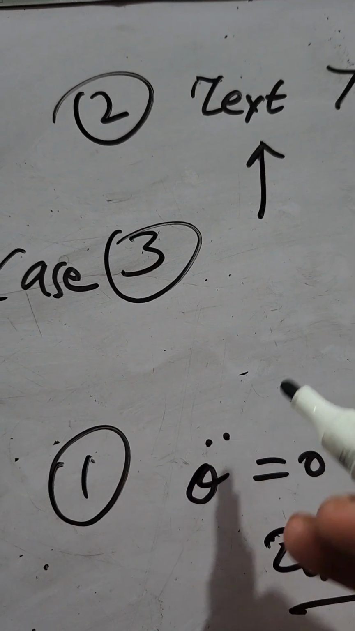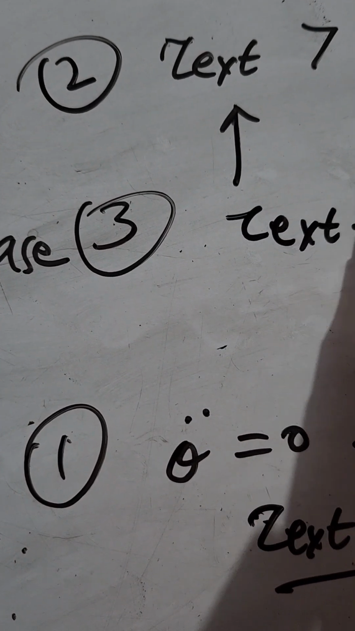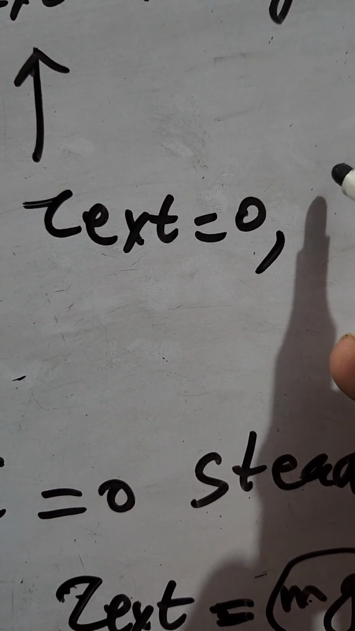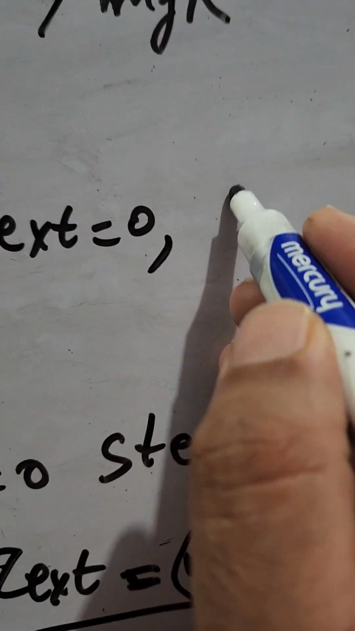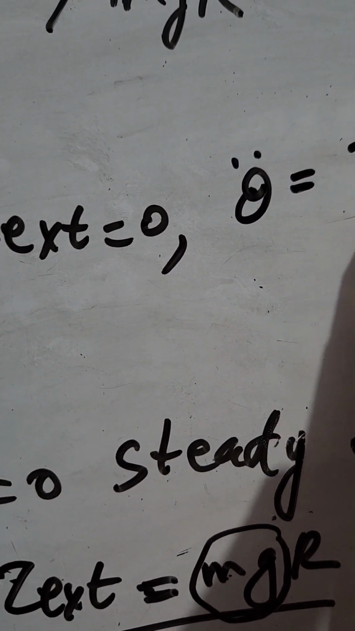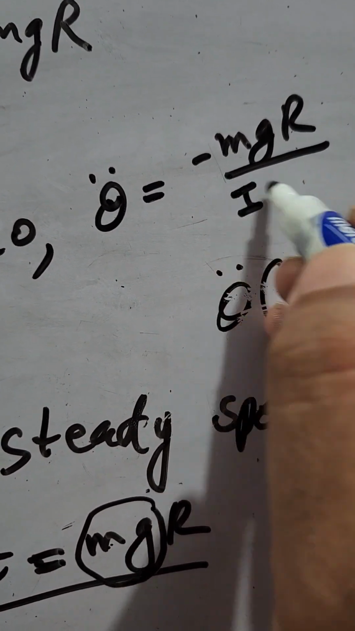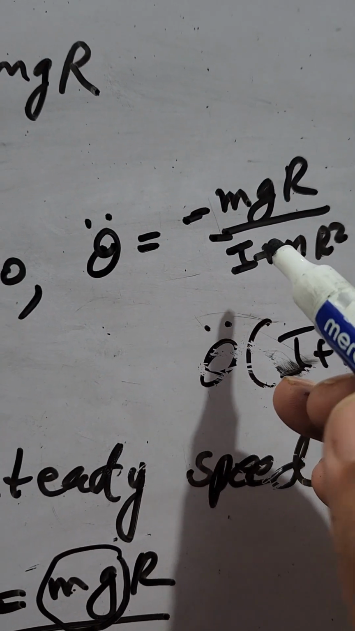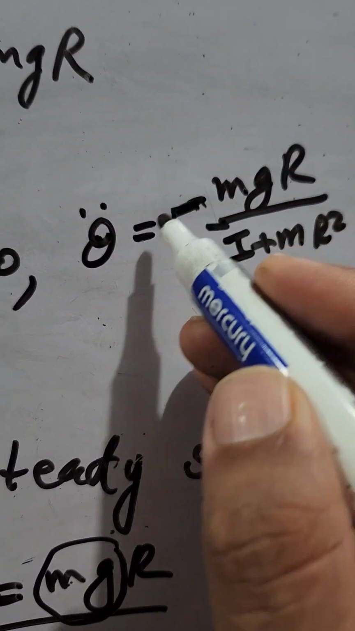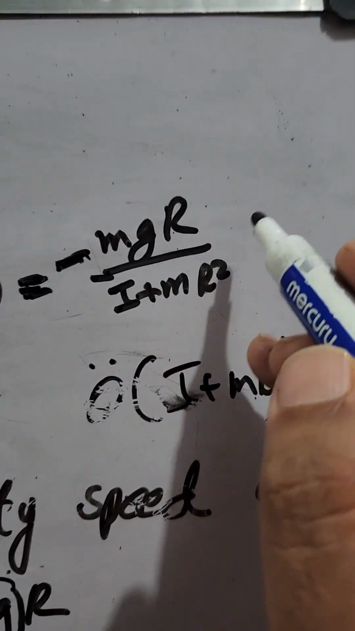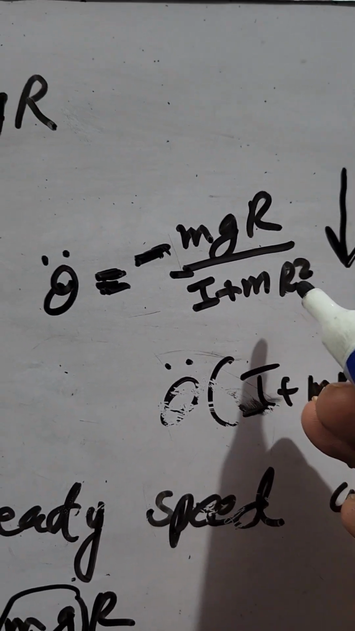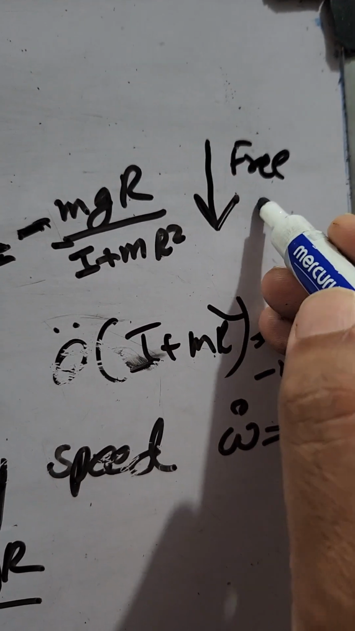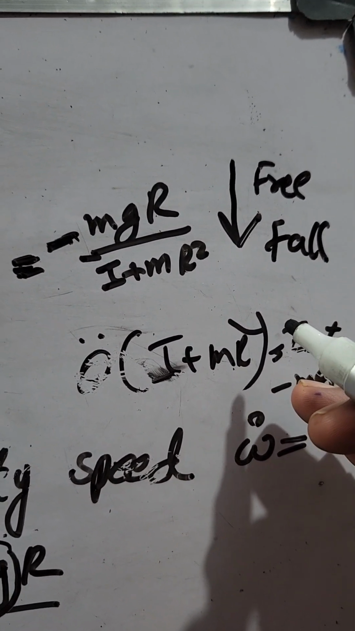In case 3, we consider tau external equal to 0. That is, we stop applying torque to the handle of the pulley. In this case, theta double dot equals minus m g r over I plus m r square. The minus sign shows that the direction of motion of the bucket and water is now downward. So it means the bucket and water system undergoes free fall motion when we stop applying torque to the handle.